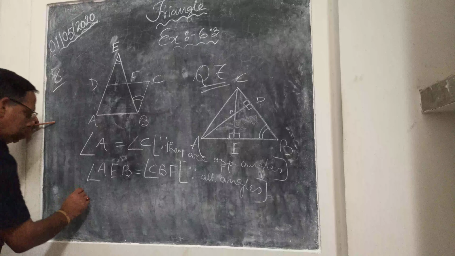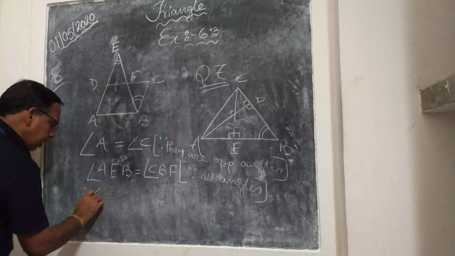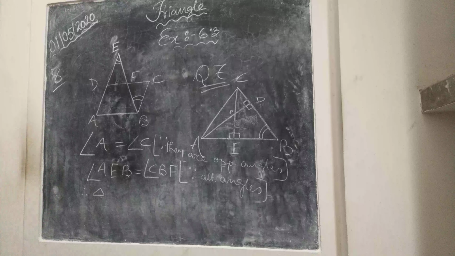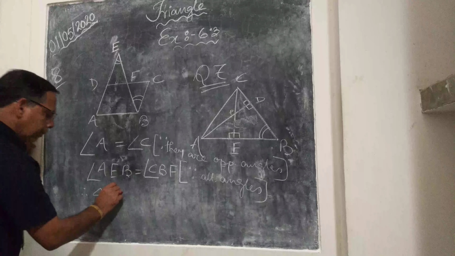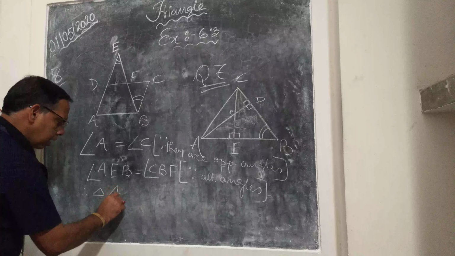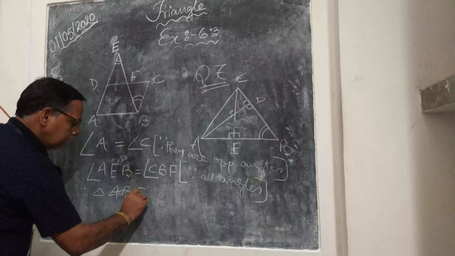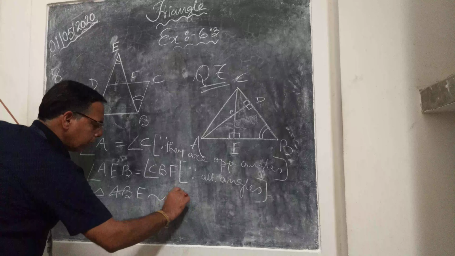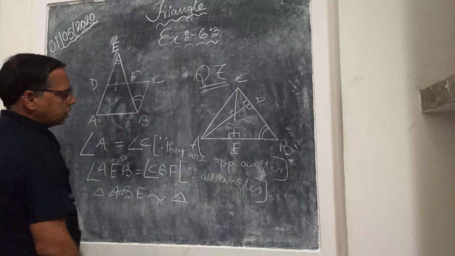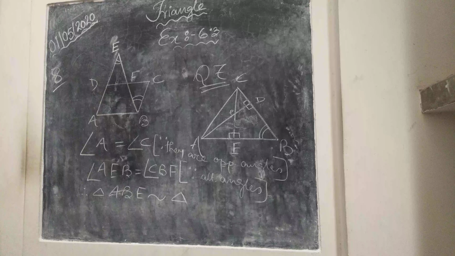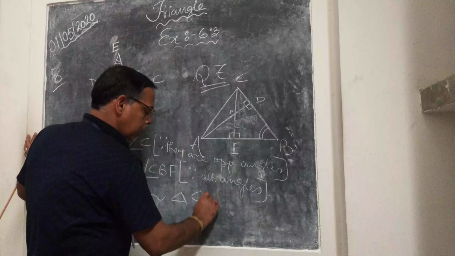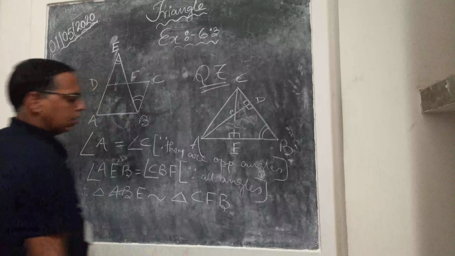Therefore, triangle... which one you have to prove? ABE similar to triangle CFB. Okay?